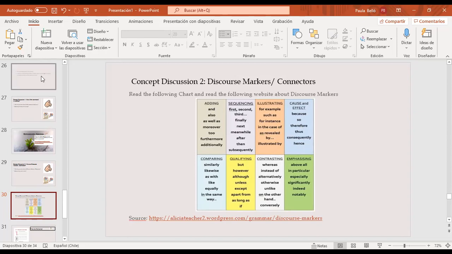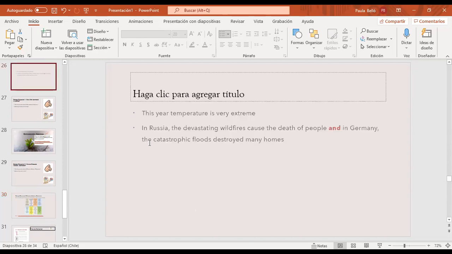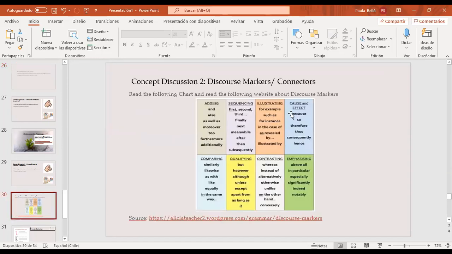Cause and effect, because, yes, because of this. So we can also write a sentence with because, yes. So in Russia, the devastating wildfires caused the death of people because of the heat, an increase in the heat or an increase in temperatures. So we always use these words, only we do not know exactly the name they have. So these are cause and effect connectors, comparing, qualifying, contrasting, yes, or emphasizing.